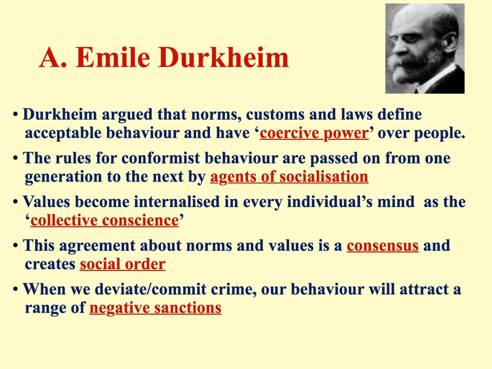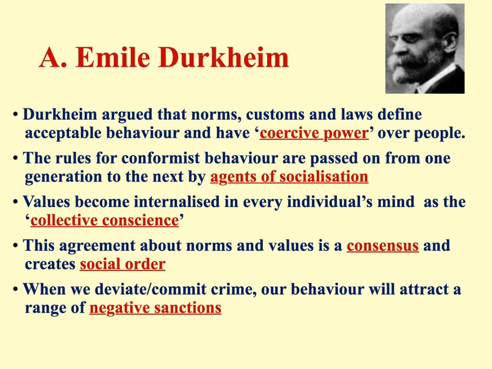The rules of conformist behaviour are passed on from one generation to the next by agents of socialisation. So, for example, the family, education, and media. And values become internalised in every individual's mind as the collective conscience, the collective idea of what's right and wrong. This agreement about norms and values is a consensus, because remember, functionalists believe that society is based on agreement about shared norms and values. And because we all share the same goals, the same values, the same norms, this creates social order and social stability, functionalists' favourite thing.